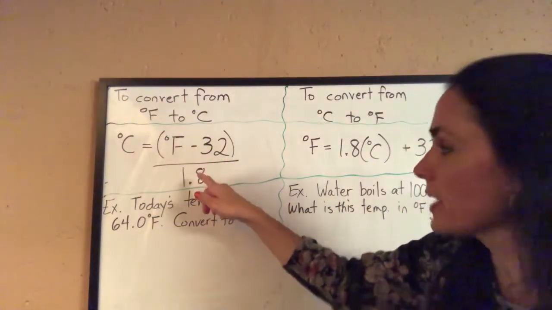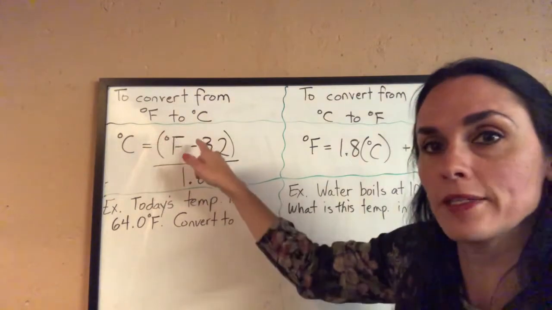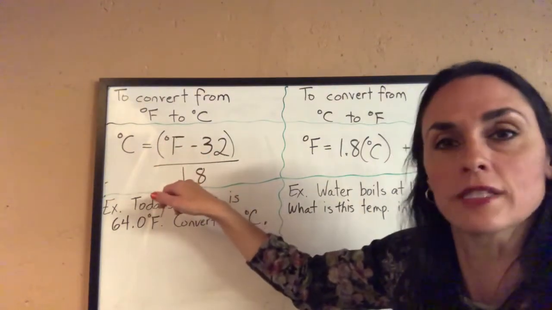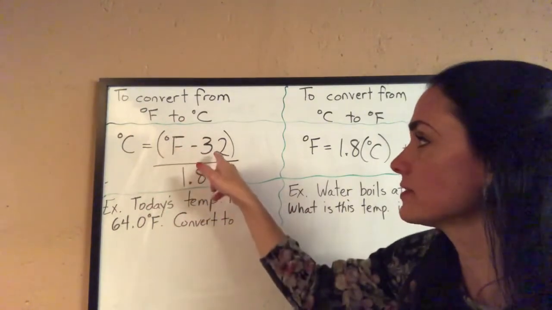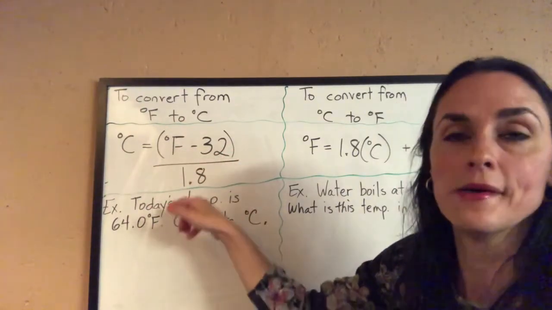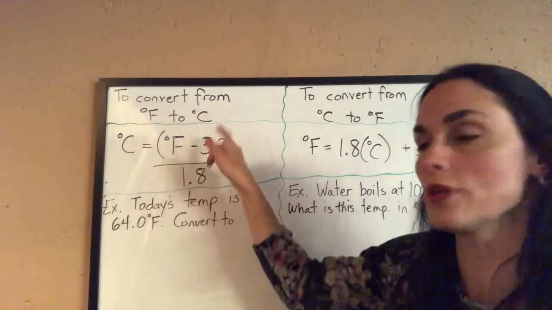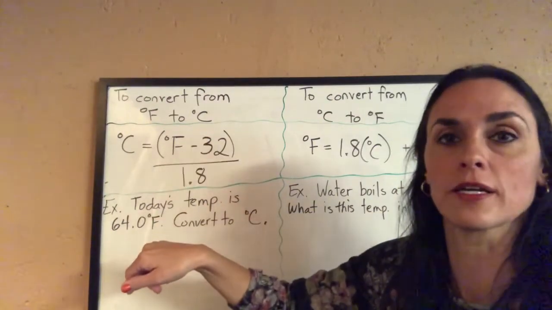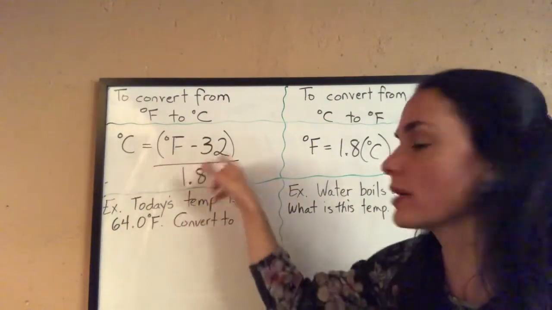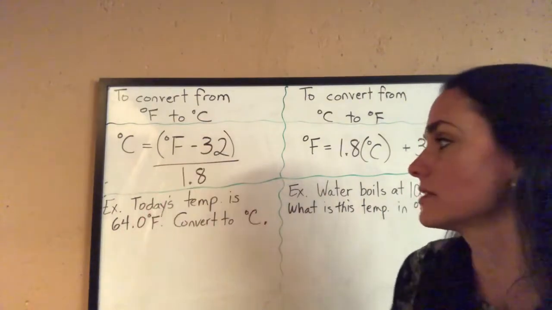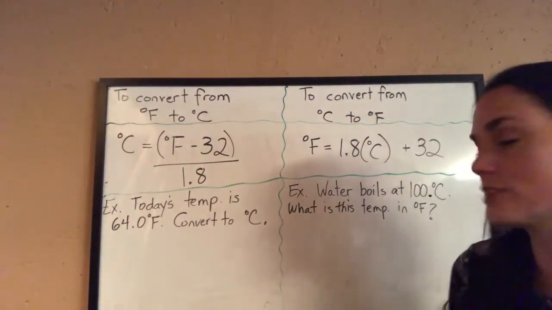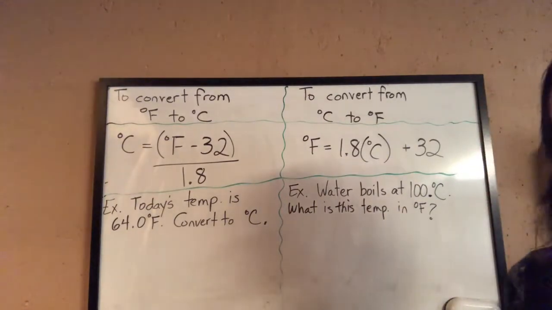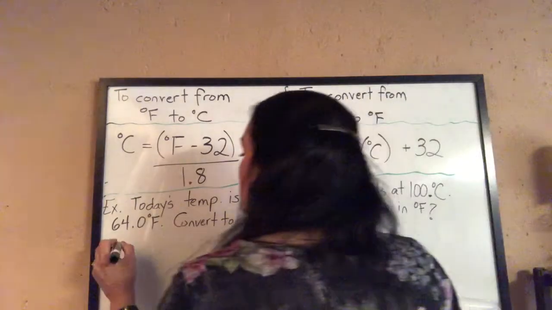When you put this in your calculator, if you do a number minus 32 and then press the division sign, you're not following the order of operations. You need to get this difference and then divide by 1.8. If you don't press enter or you do not put the parentheses, you will get the incorrect answer. So make sure you use the parentheses or press enter after you get this difference. Let's do a few examples. Today's temperature is 64 degrees Fahrenheit. What is it in degrees Celsius?